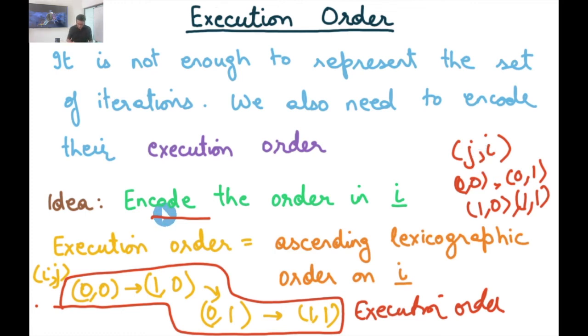In general, I'm going to encode the order by choosing the variables appropriately, such that the order is encoded in the iteration space, and that would make my future analysis simpler. We also need this ordering information, because if there are data dependencies, then we want to respect that particular order. So once again, we are going to encode the order in the vector of iteration variables I, such that the execution order is equal to the ascending lexicographic order of the iteration variables in I.